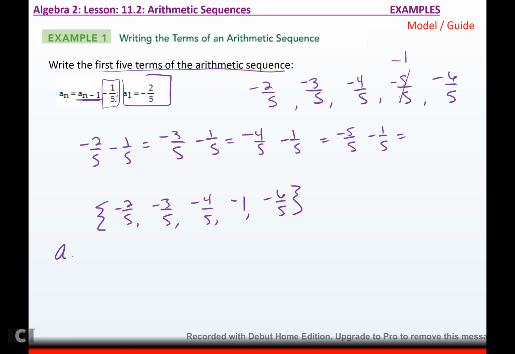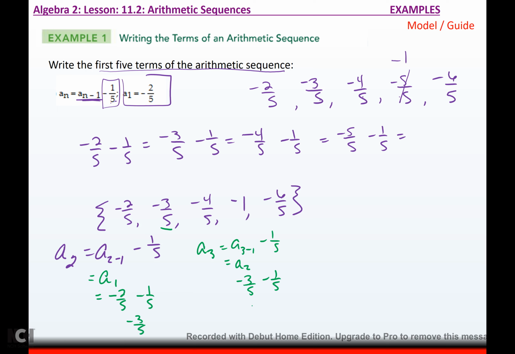Let me just show you one. So if I did a sub 2 showing all the math, it'd be a sub 2 minus 1 minus 1/5. A sub 2 minus 1 is a sub 1. A sub 1 was negative 2/5 minus 1/5 is negative 3/5. And there's the second one. And then you do a sub 3 would be a sub 3 minus 1 minus 1/5. This would be a sub 2. A sub 2 was negative 3/5 minus 1/5 is negative 4/5. A sub 4, so on and so forth.